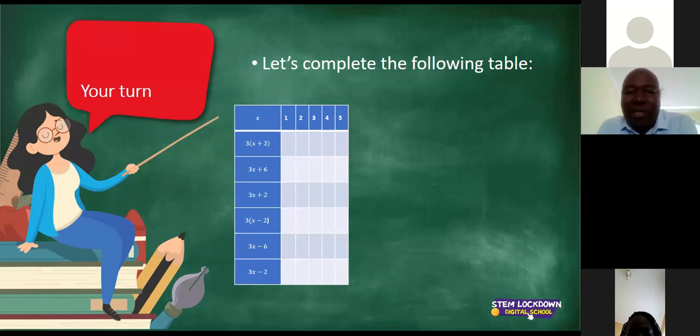There are 5 different values of x. The first one is 1, followed by 2, followed by 3, 4, as well as 5. And we are going to substitute that in our different activities there, and let us come up with an answer.